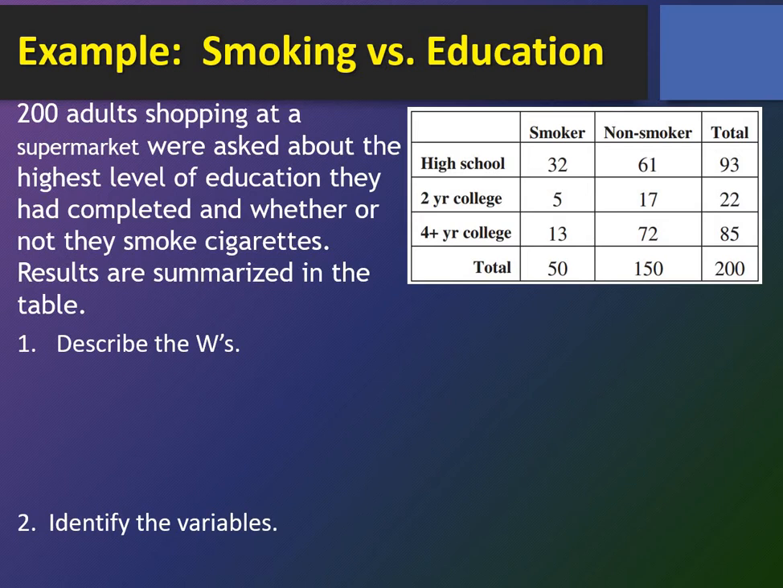So let's talk about the W's. What are my W's? Who? 200 adults at a shopping center. Do we know where that shopping center or supermarket was? No. So we can't say the specifics as to where. I just know it's some supermarket. Who, what, do we know when? Not a clue. What, when? We already said where.